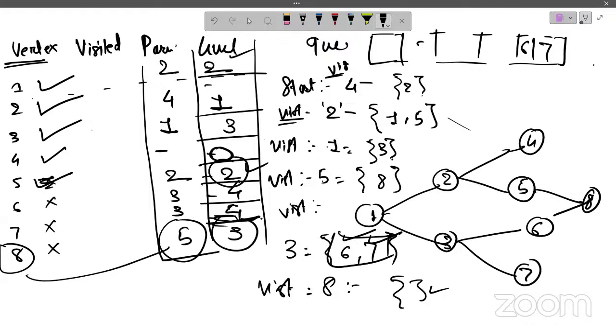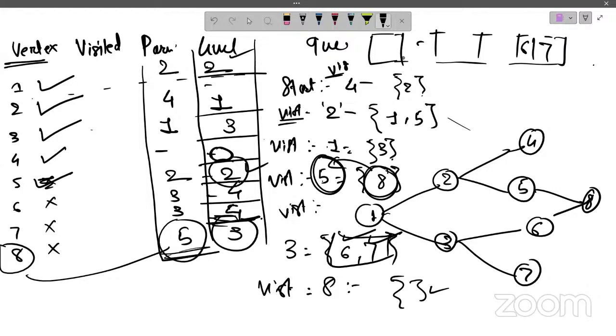5 or 6? Parent of 8 is already 5 because we get 8 from 5, right? This is your 8 and this is your 5. When we visit 5, we get 8. So the parent from which we first get 8 will become the parent. Yes, that depends on the starting, because the visiting will depend on the queue, right? But the parent and the level won't depend on the queue. Thank you. Fine.